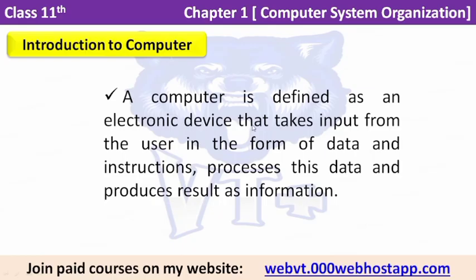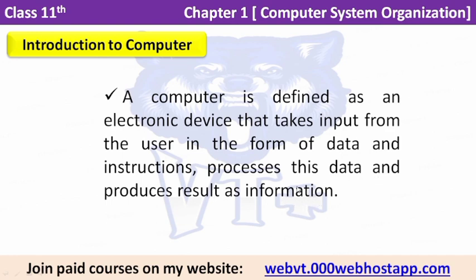So today we are starting chapter 1, computer system organization. First of all we see the definition of computer. Introduction to computer. A computer is defined as an electronic device that takes input from the user in the form of data and instructions, processes this data and produces result as information.